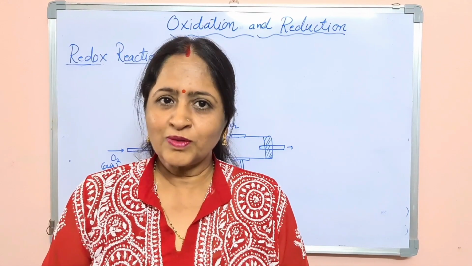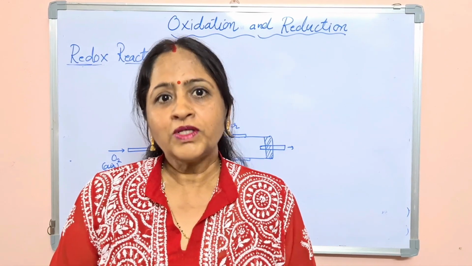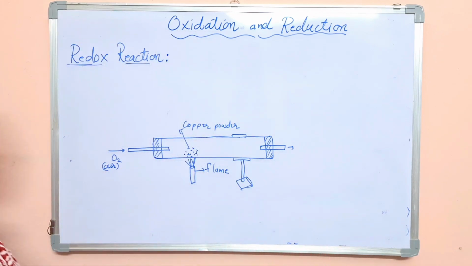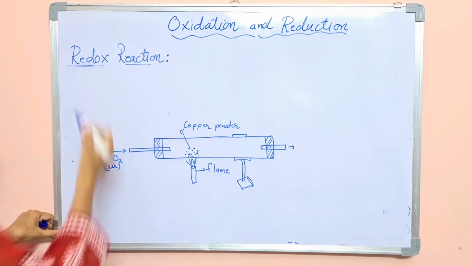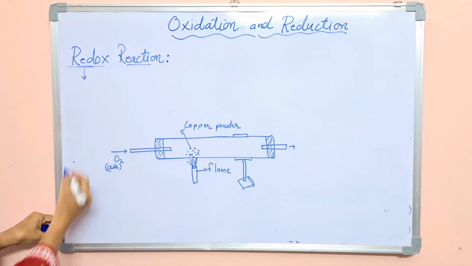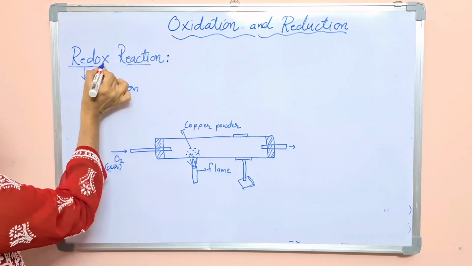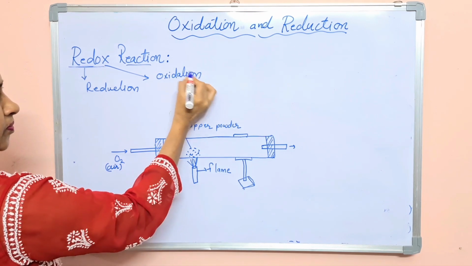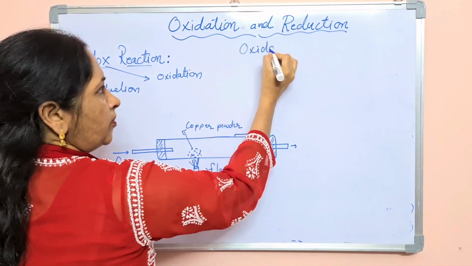Hello students, in this video today we are going to study oxidation and reduction reactions, which together are called redox reactions. Redox is made up of two words: RED, which means reduction, and OX, which means oxidation. Fine. So, what is oxidation?